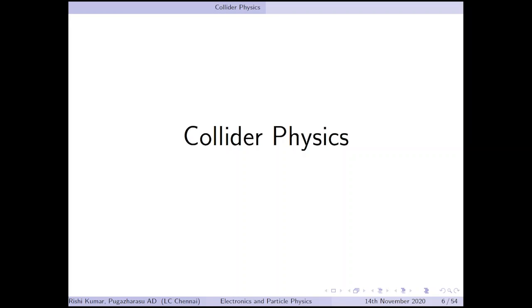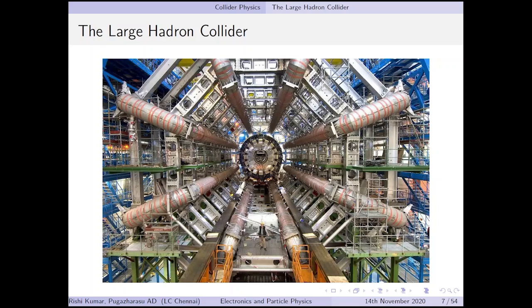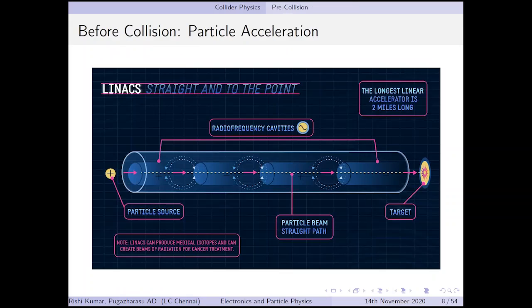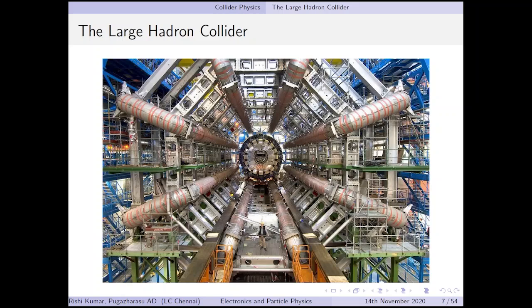So, now that we had a very small introduction into particle physics, we'll move on to the more relevant part in this lecture, which is collider physics. As we all know, we have probably seen the Large Hadron Collider in many magazines, many news articles, and almost most pop science articles out there. So essentially, how does the Large Hadron Collider work? There are going to be three parts to this: before collision, during collision, and the after collision mechanics in this collider's functioning.